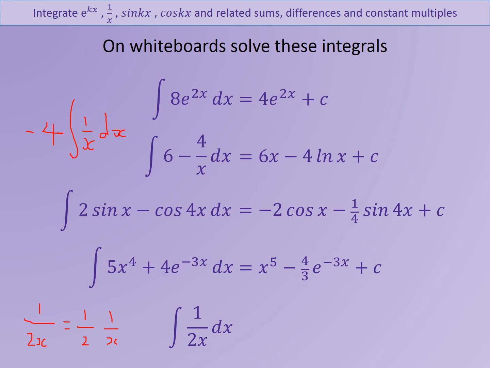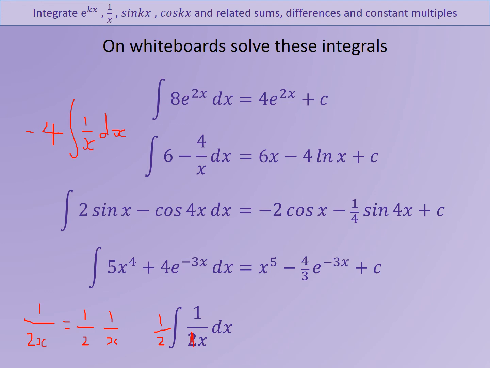Now if I think of it like that, 1 times 1 is 1, 2 times x is 2x. It's the same as that. Now, if I write it like this, what that means is I could take the half outside, because that is just a number. I'm allowed to take that out, and I can ignore that 2 there completely.